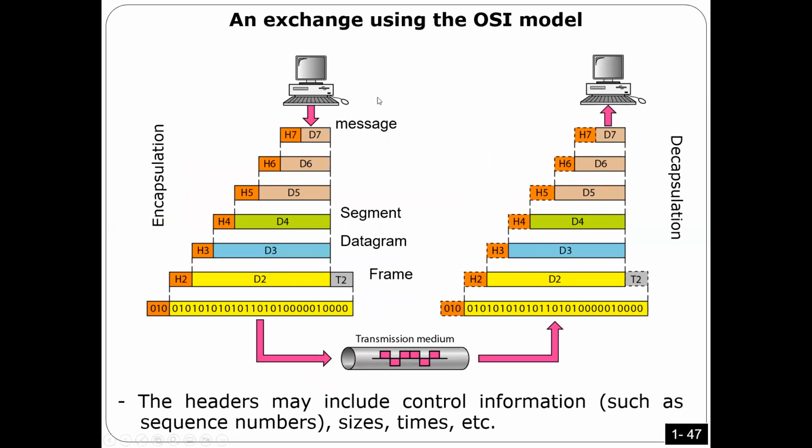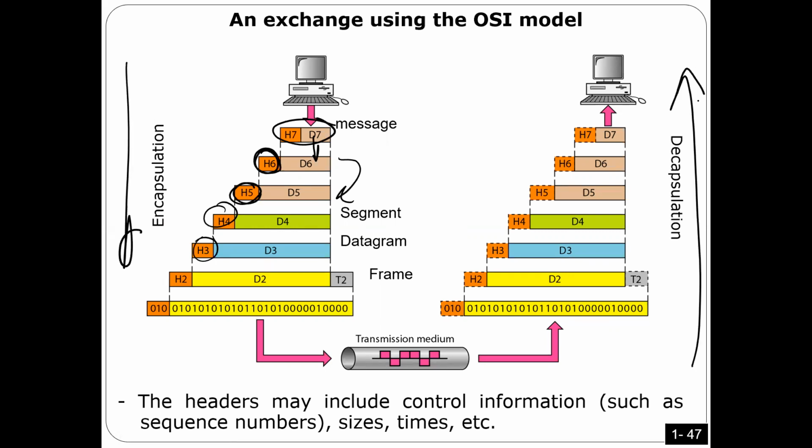Here comes the idea of encapsulation and decapsulation. What encapsulation means, for example, as we see here in layer number 7, we have a message. This message is going to be sent to the next layer. The next layer is going to add some control information. I'm going to call it header 6. And then layer 6 is going to send to layer 5. Layer 5 is also going to add some control information. That's why it's called encapsulation. You add one layer after another, so header, and so that's what is happening here.